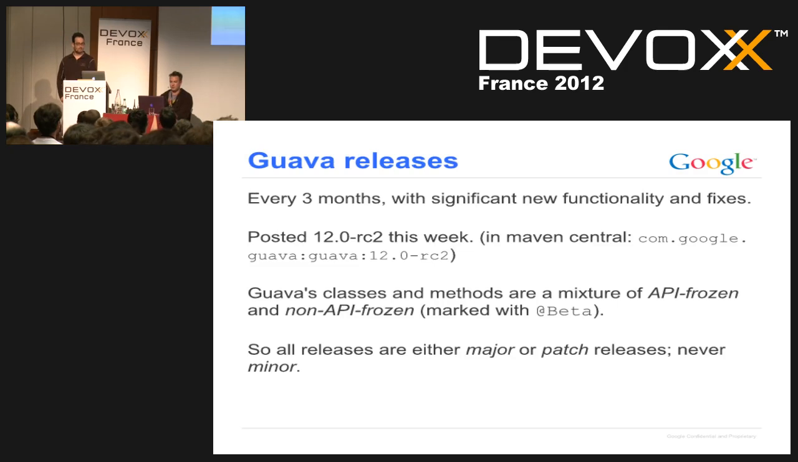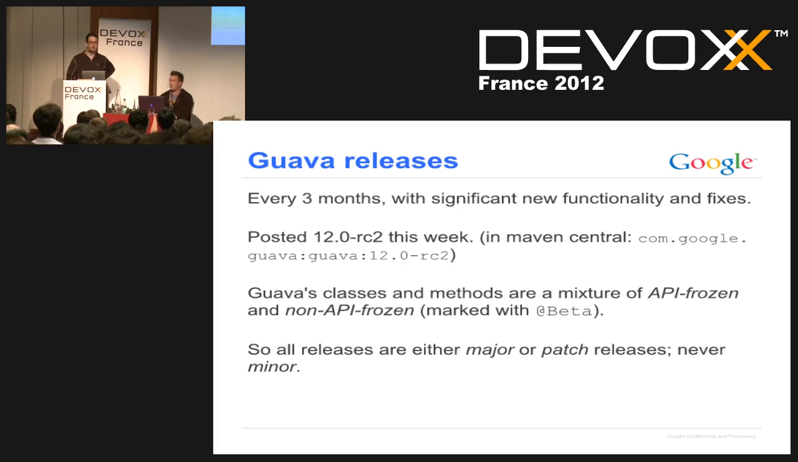We are on release 12.0 right now. In fact, we just put out a release candidate for that this week, and we hope to go final with it very soon. We release every 3 months, pretty much like clockwork, more or less. It's a train-leaves-the-station kind of situation. But we try to make sure there is significant new functionality in each release, and anywhere from 30 to 40 to 50 issues fixed.